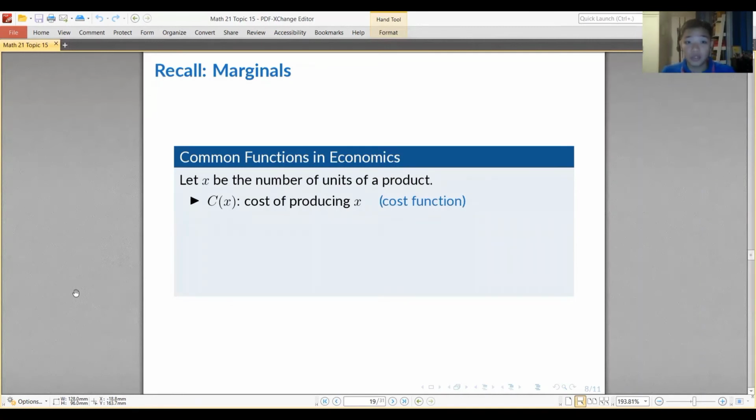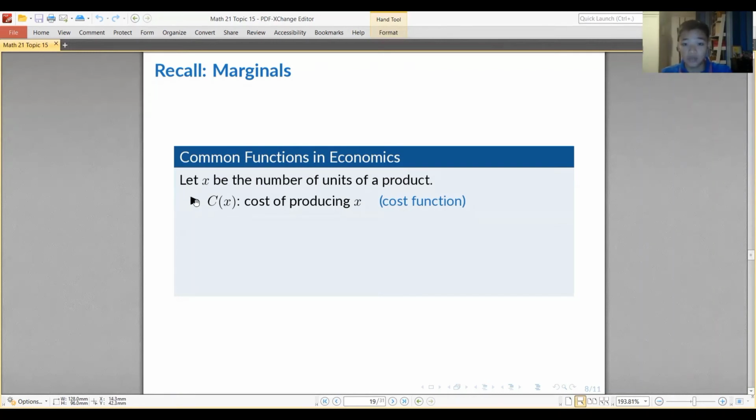So now we move on to marginals. Marginals is a concept that's frequently used in the field of finance, business, and economics. So we're going to apply the use of marginals in the field of economics in our specific case. But first, let's look at these common functions in economics. First, take note that we use the indeterminate x to denote the number of units of a product. So let's have the following functions.